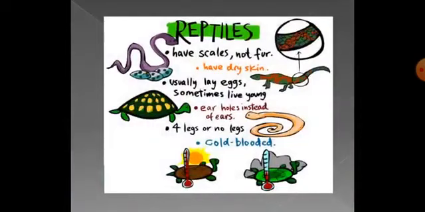Reptiles. Reptiles have scales, not fur, and they have dry skin. They usually lay eggs and sometimes give birth to live young. They have ear holes instead of ears. They have 4 legs or no legs. They are cold-blooded animals.